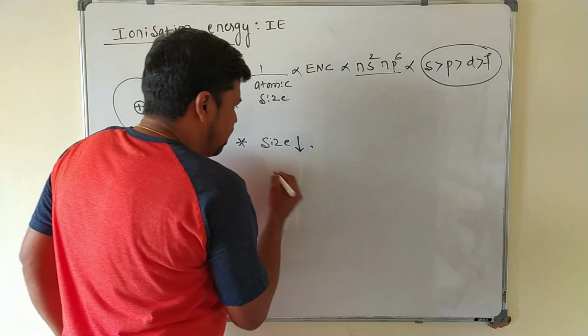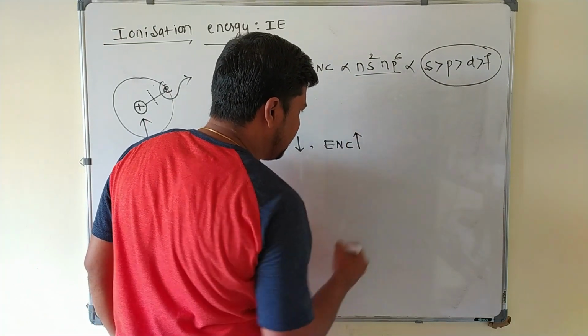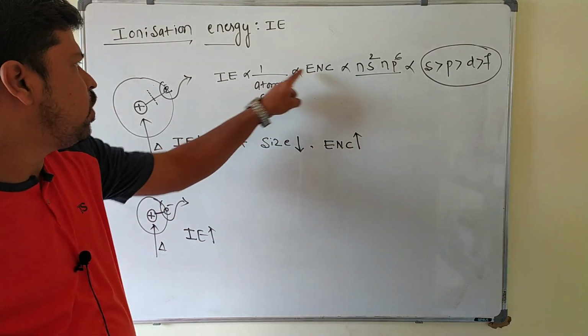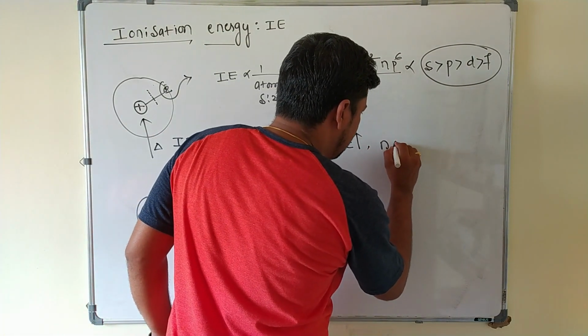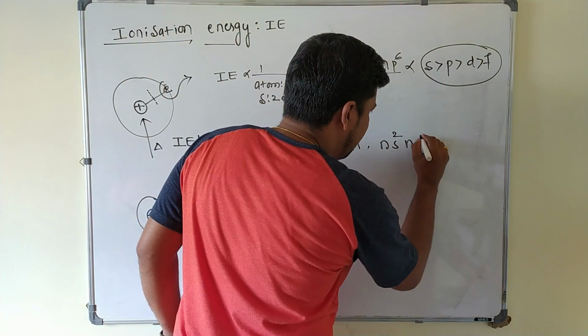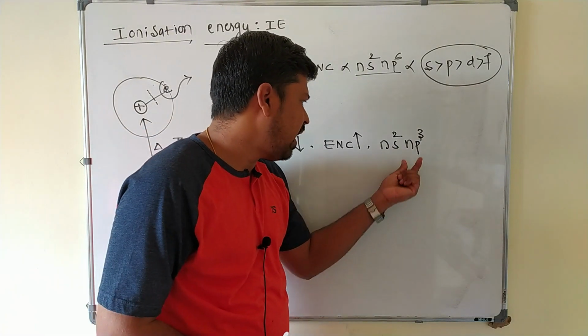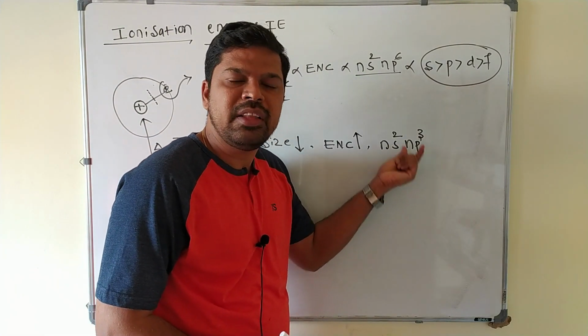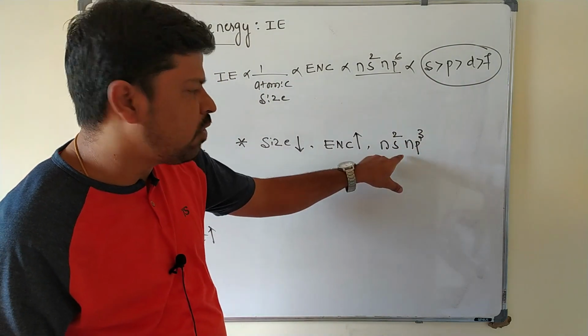Next thing, as the size of the atom decreases, effective nuclear charge also increases. As effective nuclear charge increases, what happens here? Ionization energy increases. Next point, these group 15 elements have ns2, np3 configuration. Due to the presence of an exactly half filled p orbital, they have extra stability. Again, it is difficult to remove the electron from a group 15 element.